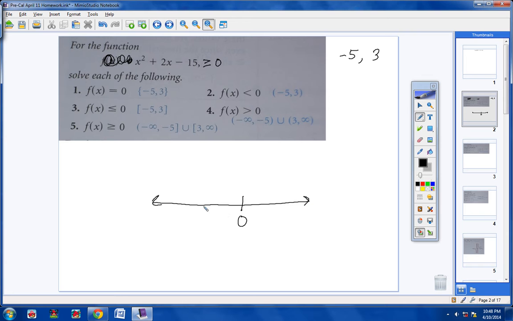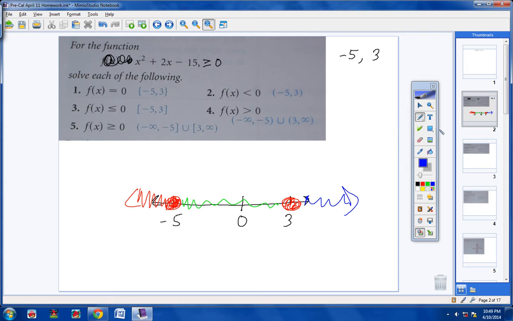We'll put a 0 here. We'll put a negative 5 here. We'll put a 3 over here. And then let's go ahead and look at our sections. We have a section over here. And by the way, these points should be closed because the symbol right here says greater than or equal to. And then of course we have a segment right here between the negative 5 and the 3. And then we have one over here to the right.